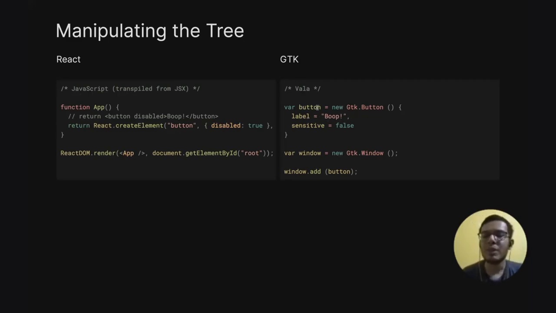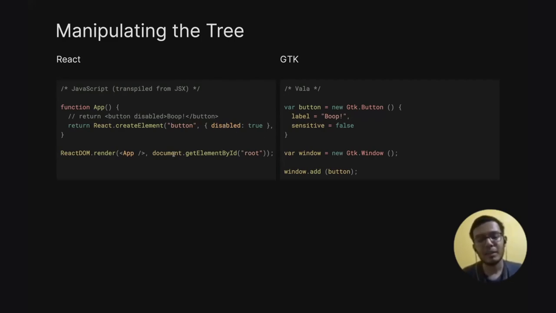This is equivalent to saying var button equals new GTK button, semicolon, end of statement. And in the next statement, you say button.label equals boo, button.sensitive equals false. And this is a nicer shorthand way of saying that. So this is a Vala specific thing, but that's how this works. You create something and you assign properties to it, much like how you did here.